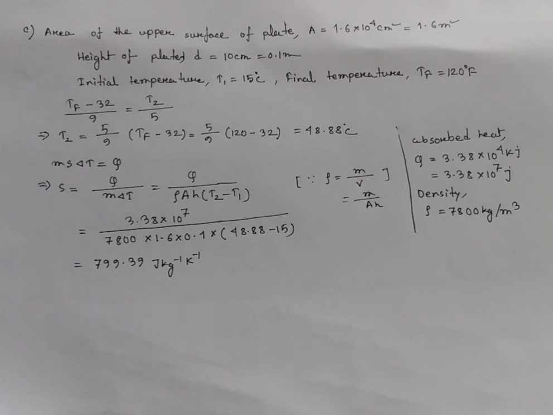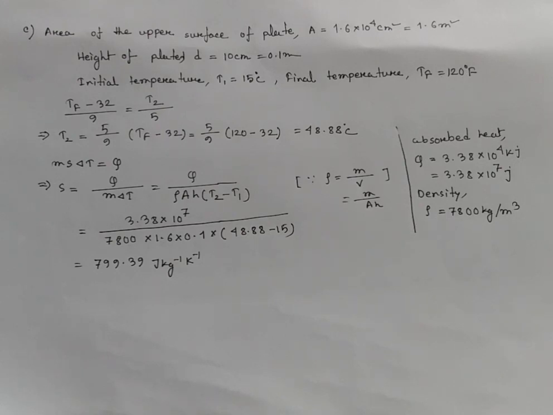Here TF is the temperature in the Fahrenheit scale, and it is given as 120 degrees Fahrenheit. So using this relation we get the final temperature T2 as 48.88 degrees Celsius. So we have got the final temperature. Now we can calculate the change in temperature by taking the difference between T2 and T1. But we have to find another value here, that is the value of mass m.